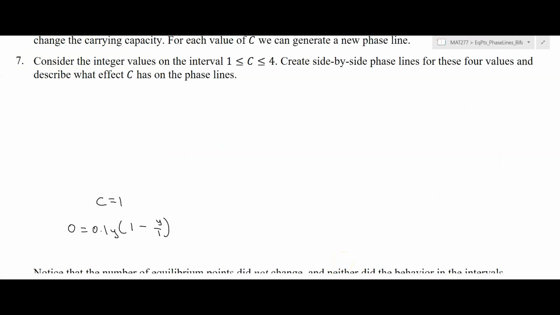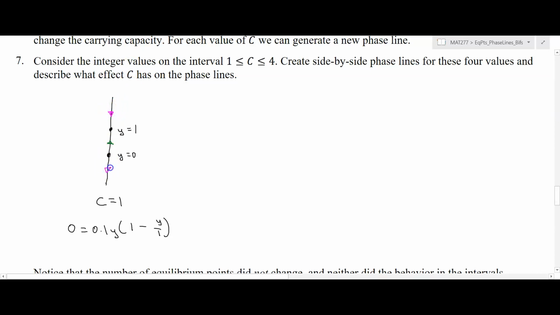So here we go. Let's draw that phase line. One of the equilibrium points is y equals 0. The other one is y equals 1. And in between here we have growth. The population is going to be increasing. Let's go with green. And if y is bigger than 1 or less than 0, the population is going to be decreasing.